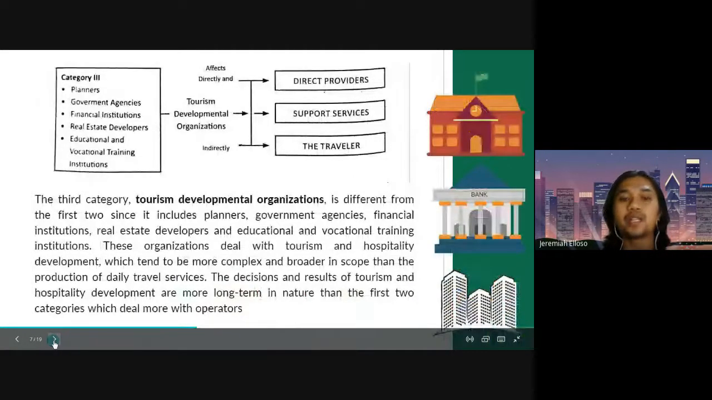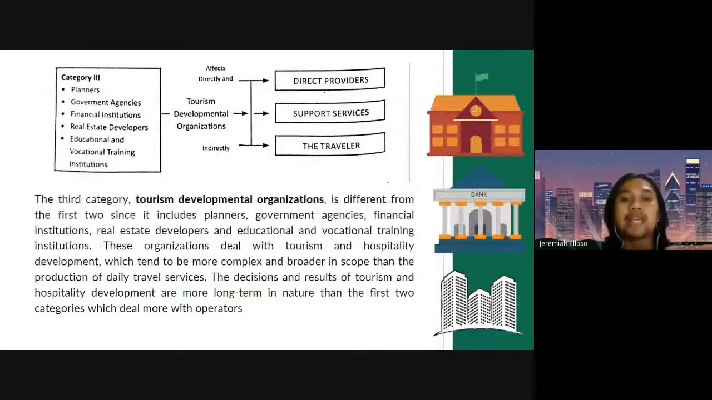Now, the third one is a little bit different. So the category three is the tourism developmental organizations. This is different from the first two, since it includes planners, government agencies, financial institutions, real estate developers, and educational and vocational training institutions. These organizations deal with tourism and hospitality development, which tends to be more complex and broader in scope than the production of daily travel services. The decisions and results of the tourism and hospitality development are more long-term in nature than the first two categories, which deal more with operators.